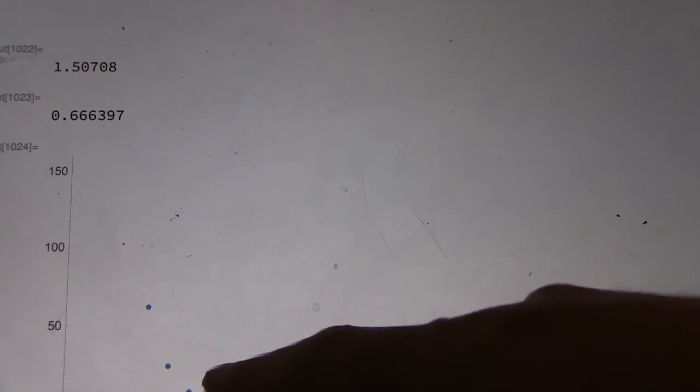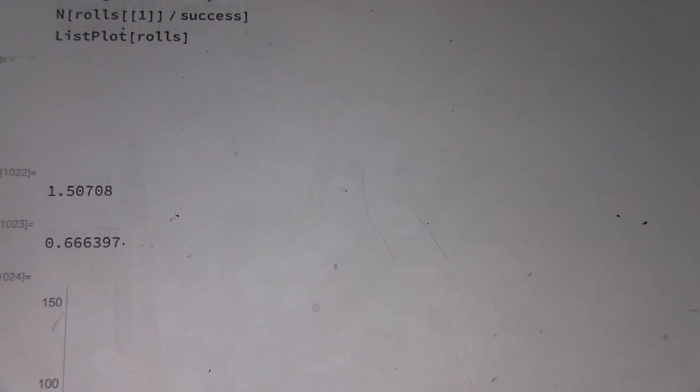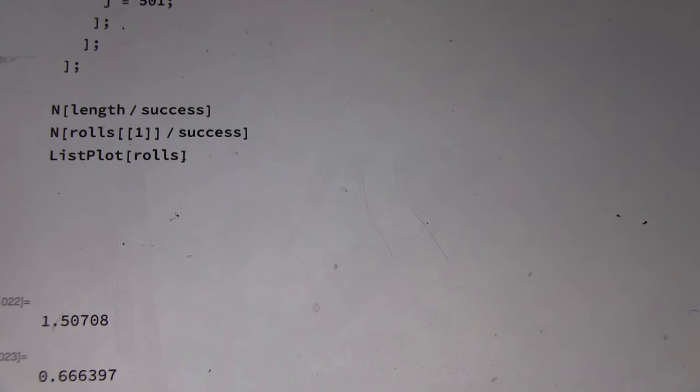And even this is difficult to see because the number of times it took 5 rolls, it looks like it was maybe about 30 times. But we can see how frequently it was on the first. It goes off the screen really fast. Yeah, so that's interesting. So maybe instead of just list plotting it, we should just print the first couple of ones.